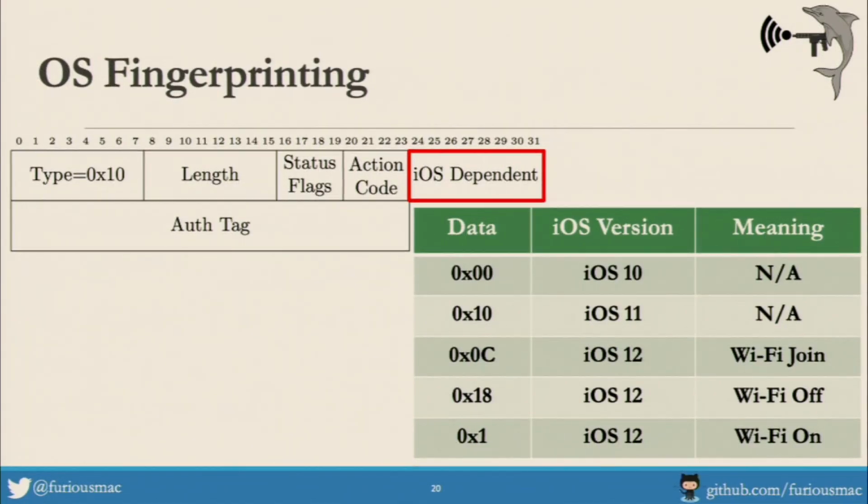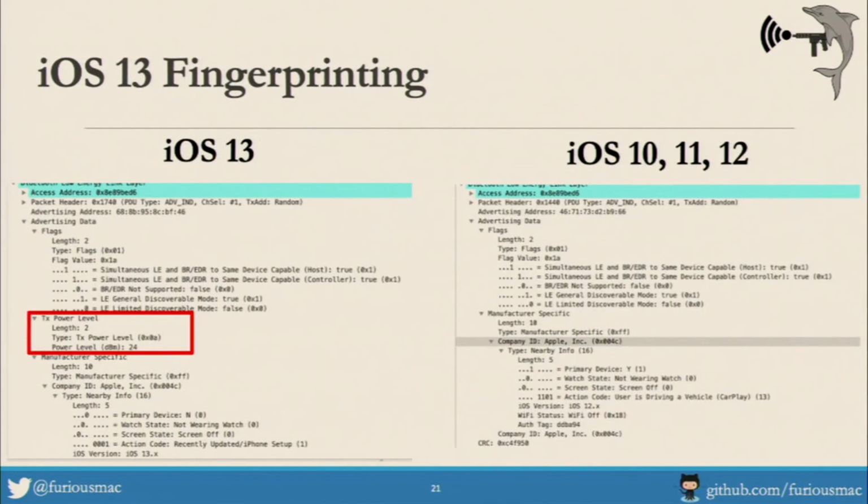And then the next field we actually found to be iOS dependent. Depending on the iOS you're running, it had different values in the field. For example, iOS 10 had 0, iOS 11 had hex 10, and then starting in iOS 12, they started having 3 different values, and we noticed that they correlated to whether your Wi-Fi was on or off, or if you were actively joining a Wi-Fi network. So this allowed us to fingerprint iOS 10 through 12. You may be asking how we fingerprint 13. Luckily for us, Apple added a new field starting in iOS 13 called the transmission power level, which we did not observe in any other iOS version.